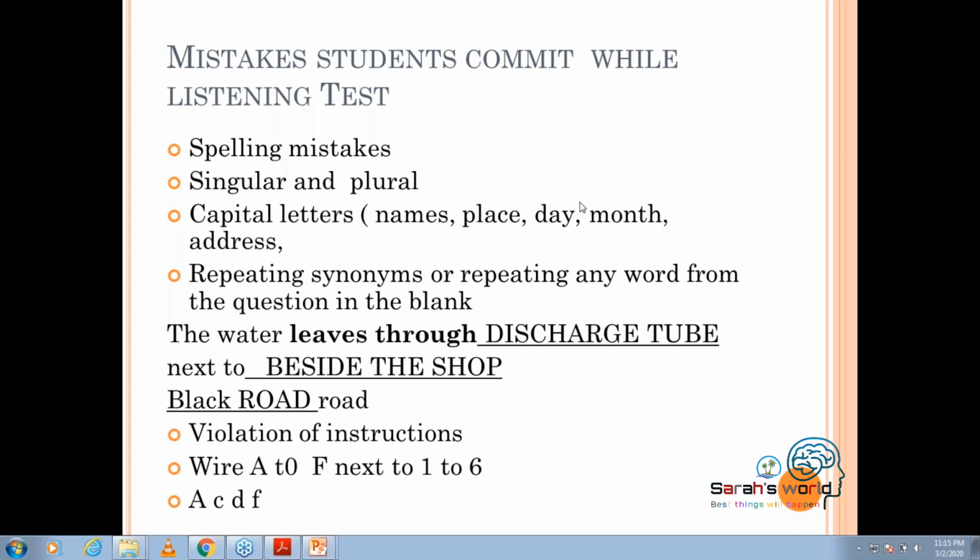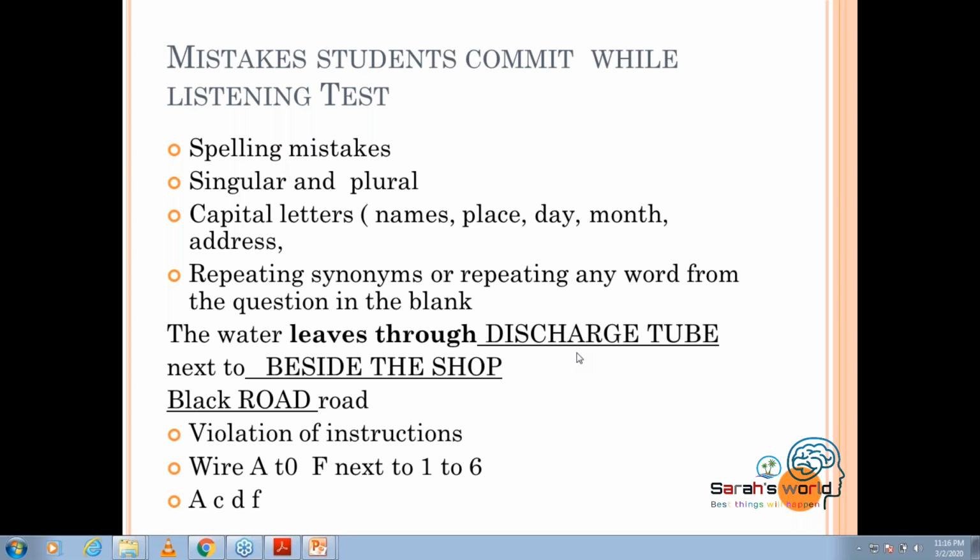So what are the mistakes we make, and then answers go wrong, and you lose your marks. First one, spelling mistake. Your answer is wrong. Write the correct spelling in order to get the score. And the second thing is singular and plural. If the audio said books, you write books. If the audio said pens and you write pen, the answer is wrong.